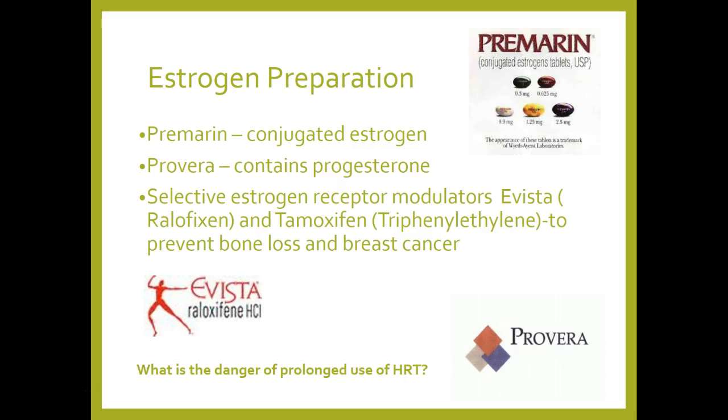And then there are also selective estrogen receptor modulators. An example of those would be something like Evista or tamoxifen, and those help to prevent bone loss. And tamoxifen is actually a chemo drug as well. It helps prevent breast cancer. But remember, the danger of using these for prolonged periods of time actually increases greatly the risks for things like cancer, stroke, heart attack, blood clots, pulmonary embolisms.